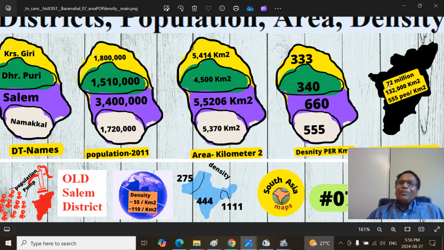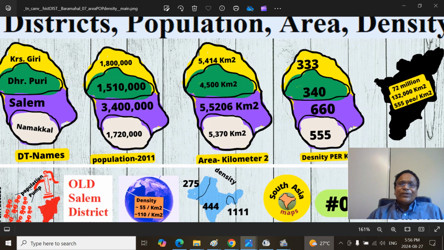That means 72 should be 720, because it's 130 here, divided is 555 in 2011. In 2025, this should be roundabout 666, something like that. And so we got it.